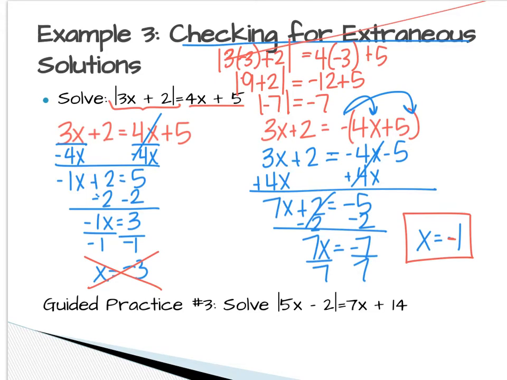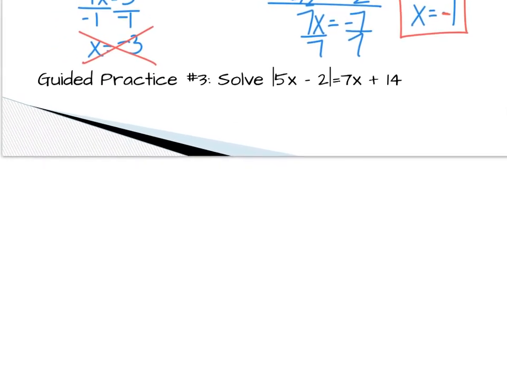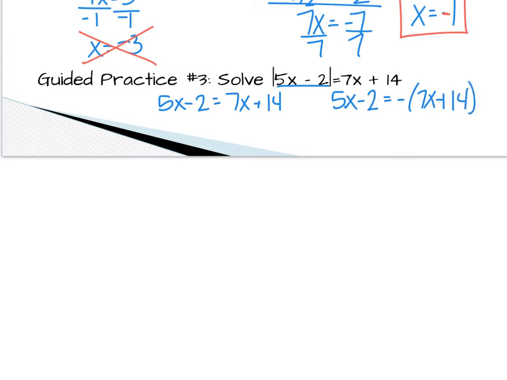All right, guided practice number 3. We're going to solve that. Give myself some more room. And that's going to be take what's inside the absolute value, set it equal to positive 7x plus 14. Then take it and set it equal to negative 7x plus 14. And then we solve it.